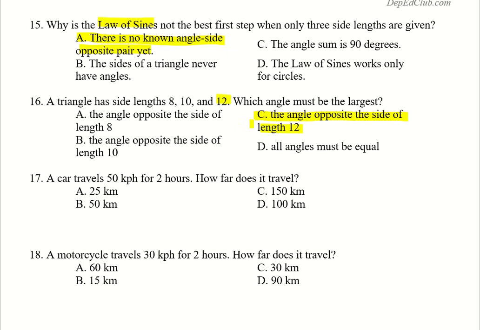Okay? So, lagi pong yung may pinaka mahabang side, opposite to that will be the largest angle also. 17. A car travels 50 kilometers per hour for 2 hours. How far does it travel? So, if we're going to solve for the distance, you just need to multiply the speed and time. So, we'll have here 50 times 2, okay, which is equal to 100 kilometers.